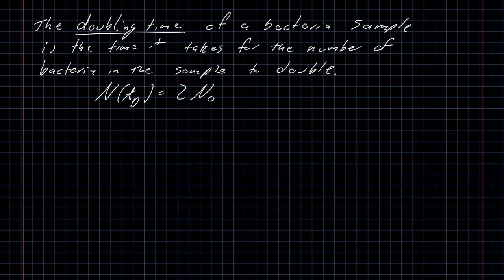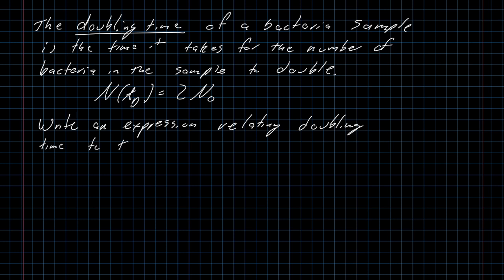The doubling time of a bacteria sample is the time it takes for the number of bacteria in the sample to double. Mathematically, we can write that as n of t sub d is equal to 2 times n naught. I would like you to write an expression relating the doubling time to the growth constant.